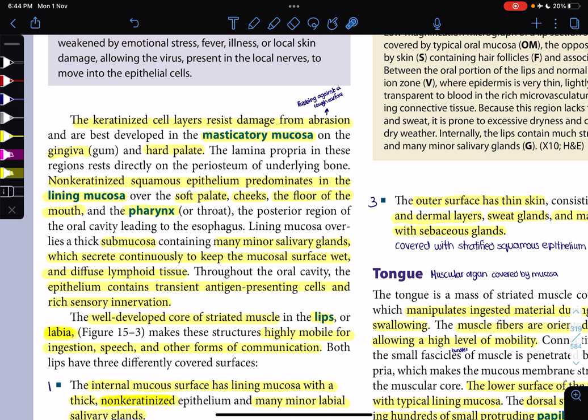And lining mucosa overlies a thick submucosa containing many minor salivary glands which secrete continuously to keep the mucosal surface wet, and diffuse lymphoid tissue. Throughout the oral cavity, the epithelium contains transient antigen-presenting cells and rich sensory innervation.